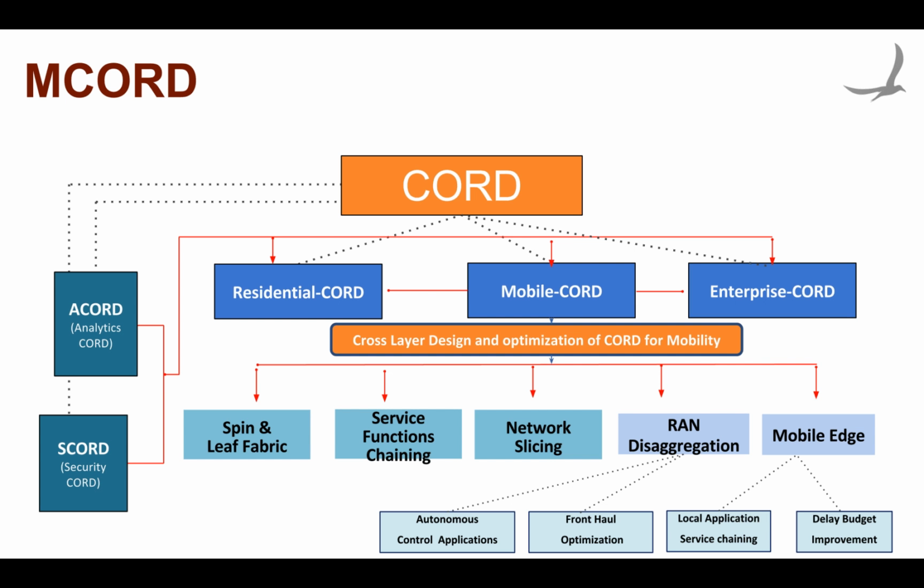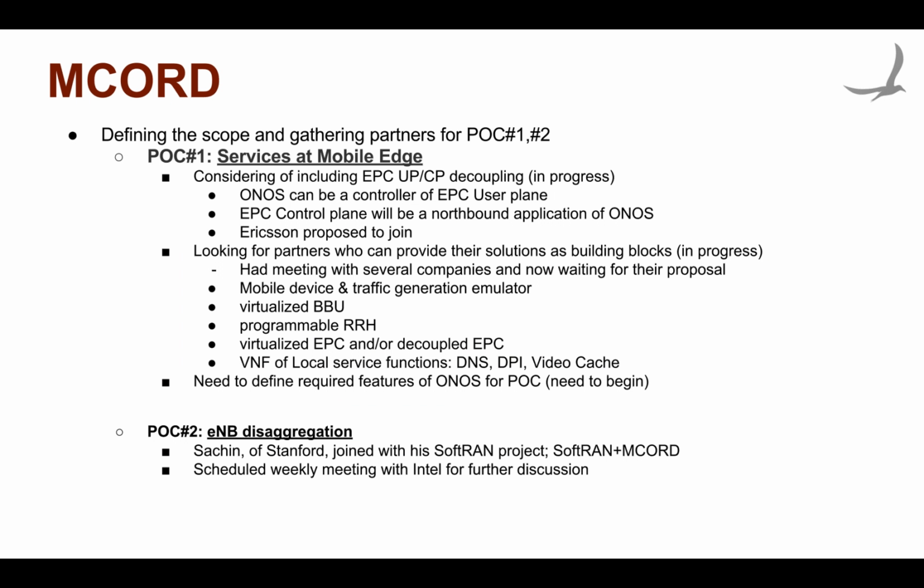For the mobile code, we are scheduled to show 2 POCs. One is RAN disaggregation, which Tom is working on together with me, and another is service and mobile edge. That is going to be the first POC for the next ONOS 2016. Next one, please. For POC number 1 and number 2, we are defining the scope and story of the code, and we are meeting lots of partners. We can provide the solutions, which can be the building blocks of this scenario.